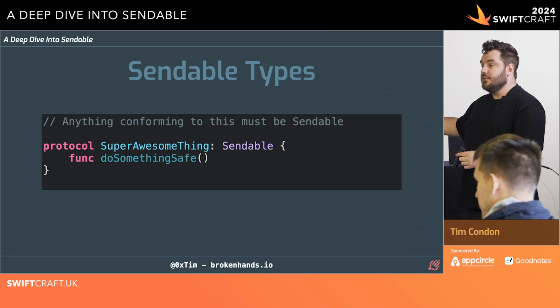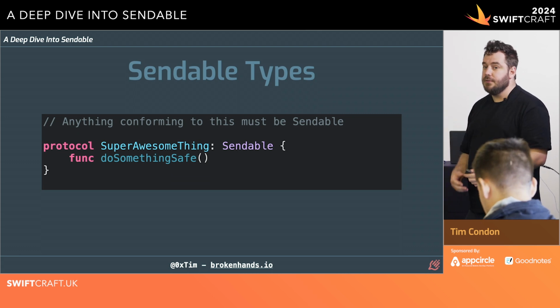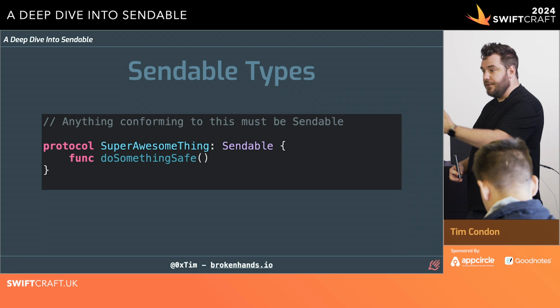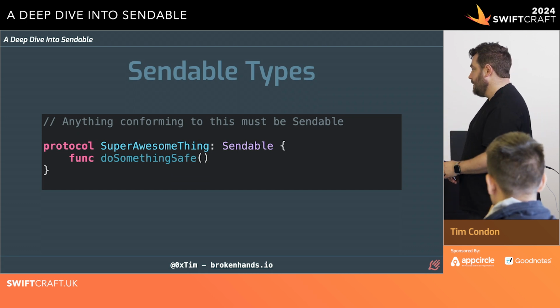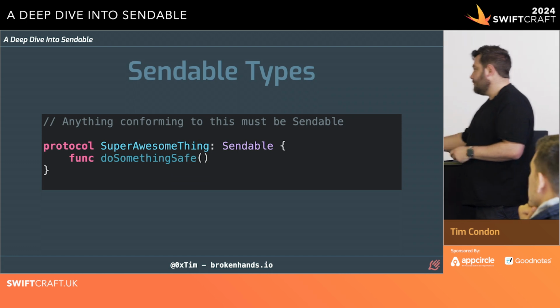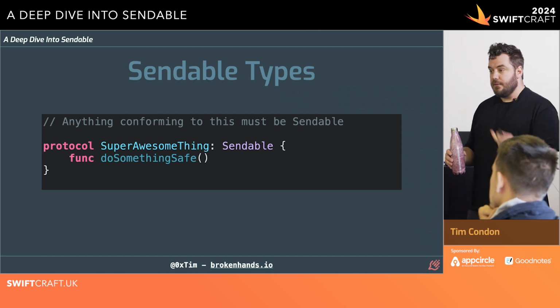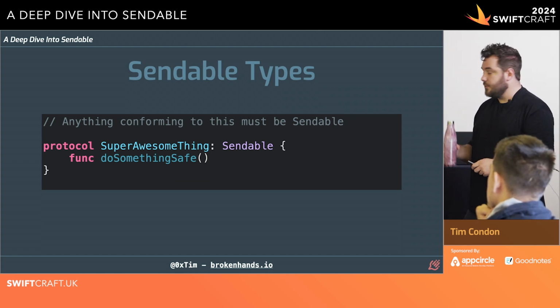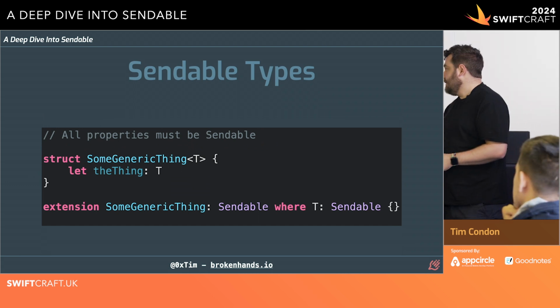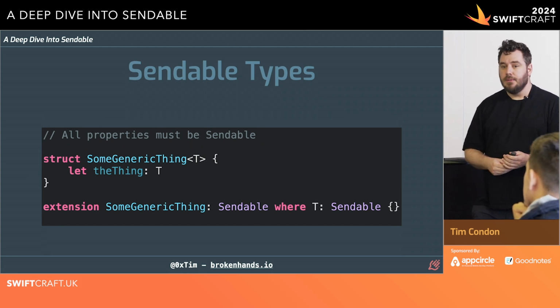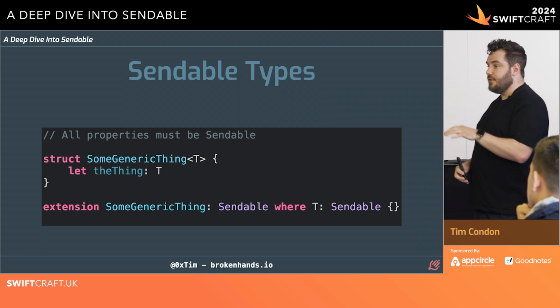If you want to make protocols sendable, well, it's just another protocol. So you can say this protocol must conform to this protocol in the same way that we have used things like Codable and Equatable and Hashable. So in this case, the protocol SuperAwesomeThing, anything conforming to that must also now be sendable as well. When you're doing generics, generally generic things can be sendable if they meet the requirements and their generic type is also sendable.